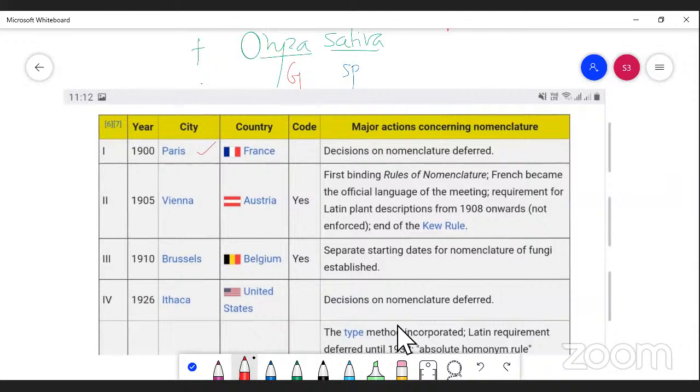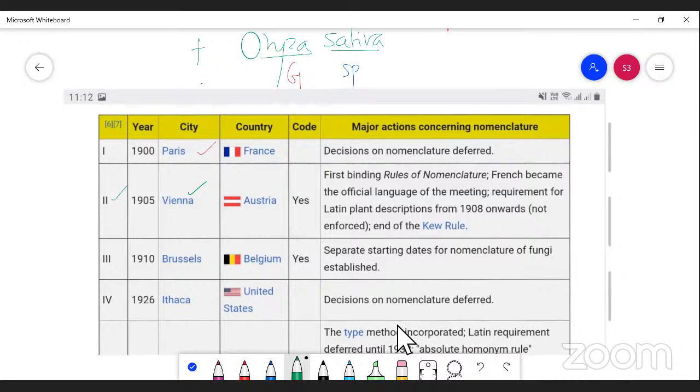The first action was taken. The second Botanical Congress was held in Vienna in the year 1905. It was conducted in Austria.